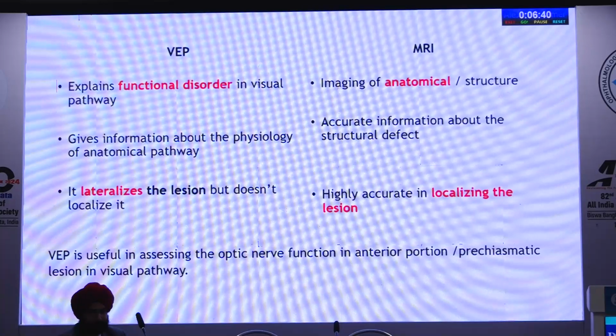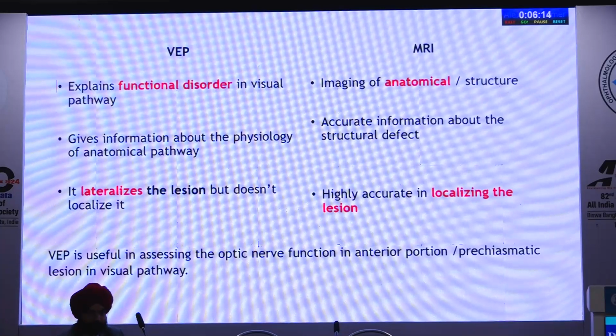And differentiating VEP from an MRI: VEP is more of a functional assessment, whereas MRI is more of an anatomical assessment. VEP gives the physiology of the anatomical pathway, whereas MRI gives accurate information of the structural defect. VEP lateralizes the lesion but doesn't localize it to a particular point, whereas neuroimaging localizes it to a particular point. However, the VEP is useful grossly in assessing optic nerve function affected in the prechiasmatic or in the anterior portion of the optic nerve.